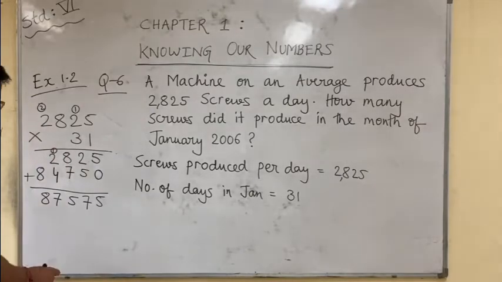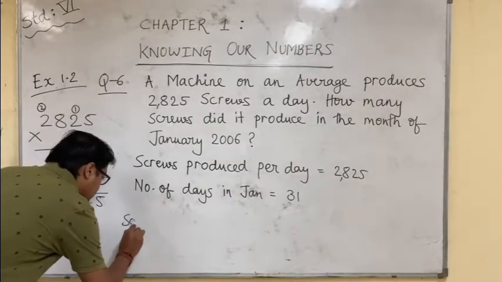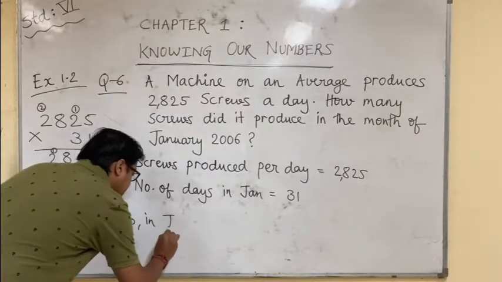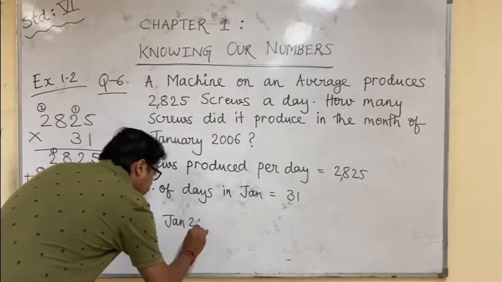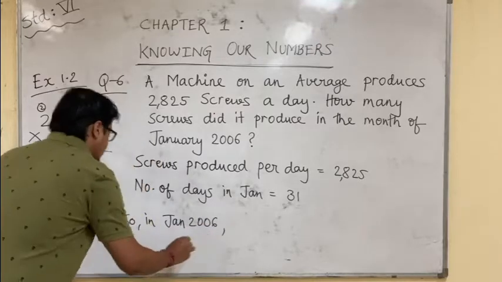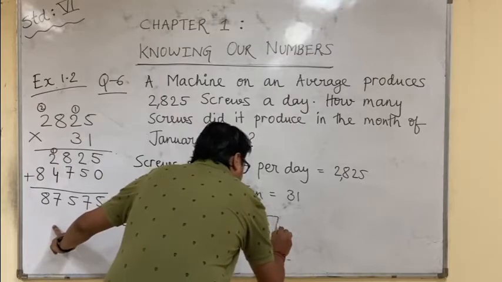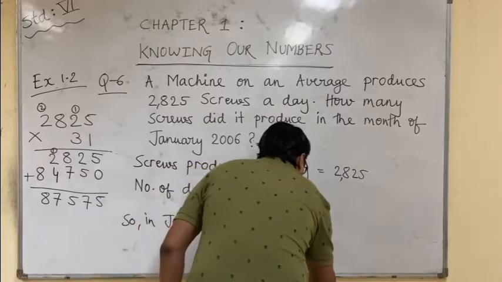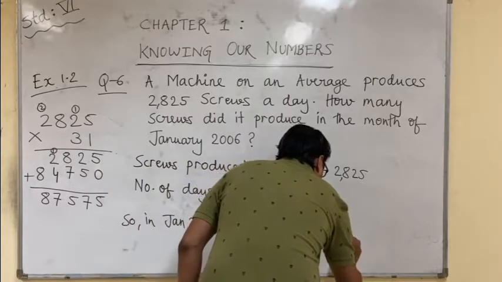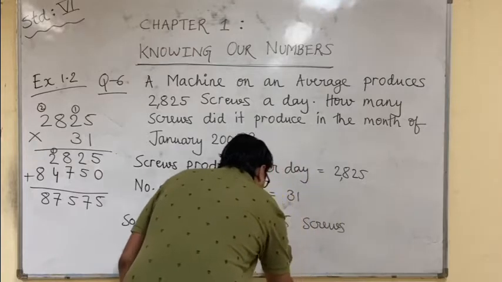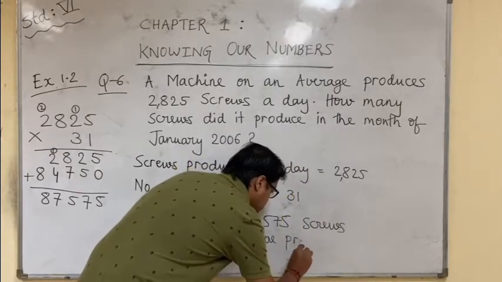87575. So we will write the statement. So in January 2006, 87,575 screws were produced.